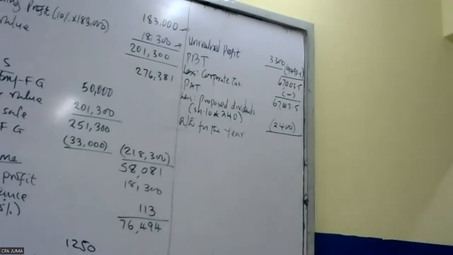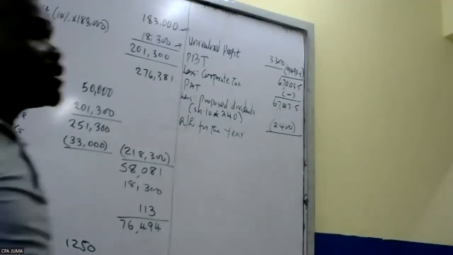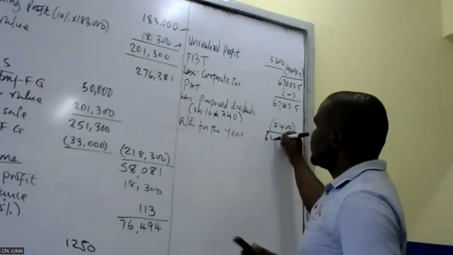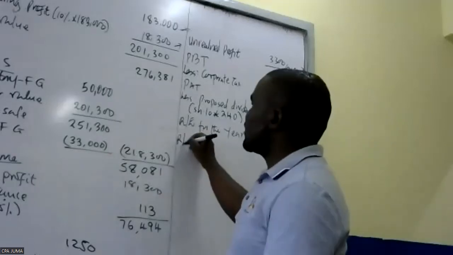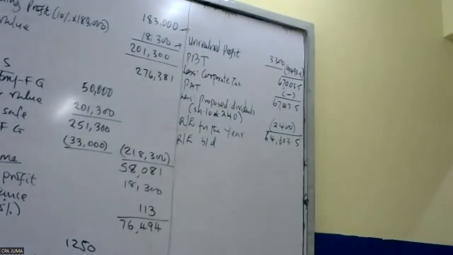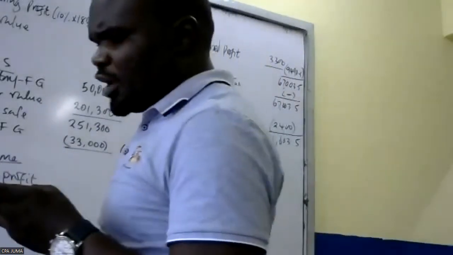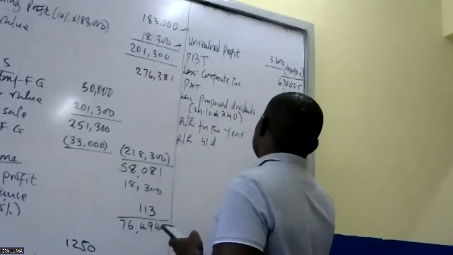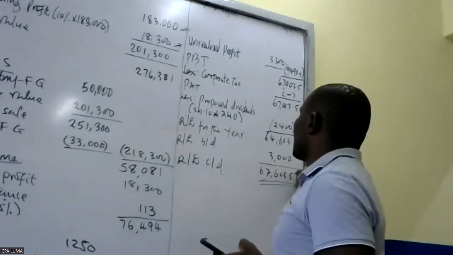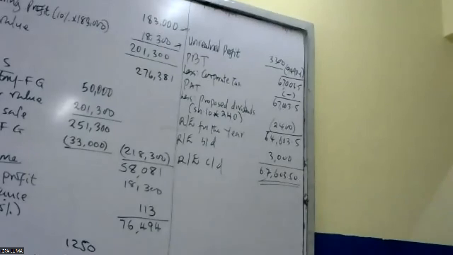So retained earnings for the year is 67,003.5 minus 24. You add retained earnings brought down. Can you check how much the retained earnings was in the trial balance? Second from top, 3,000. So you close it by saying retained earnings carried down. That will be 67.